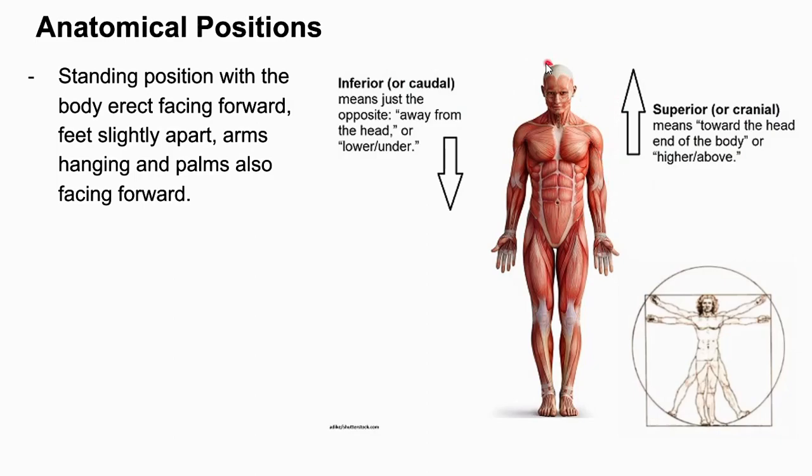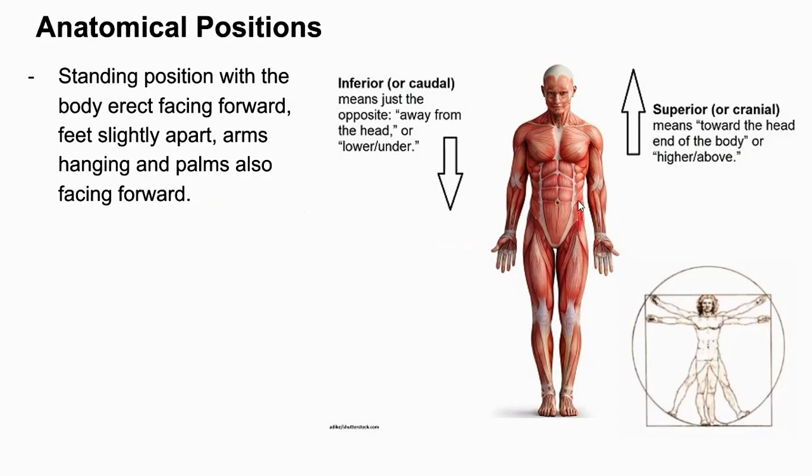So anatomical position is simply the universal terms which are used to find a body part. When talking about anatomical position, a person needs to be standing with the body erect, facing forward, feet slightly apart, arms hanging, and palms also facing forward.